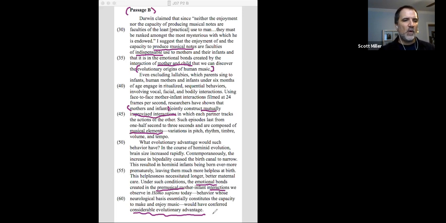The whole increase in bipedality and, in the last paragraph, brain size increasing, yeah, sure, those are details. They may ask you about them. But what's important is this is demonstrating how these emotional bonds and these music-like interactions gave us an advantage, have a purpose. They're important to humans. That's what we want to focus on. Main point of each paragraph and how they relate to one another.